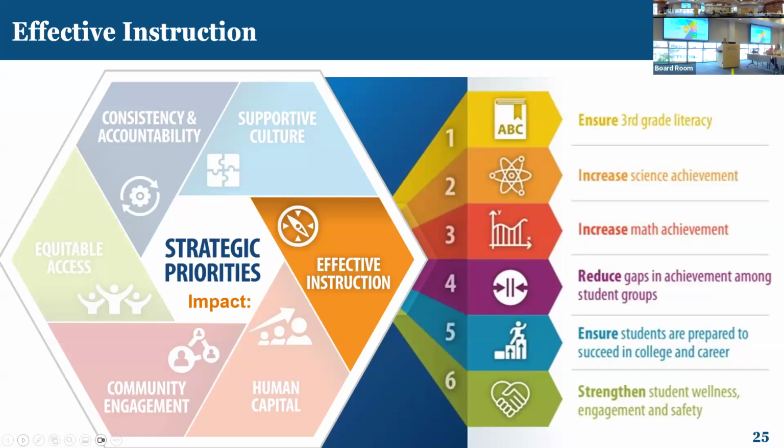So now let's look at the impact of our system-wide actions and how they've had an impact on student outcomes. Earlier today, Dr. Meisner shared with you some data elements when it came to strengthening student wellness and engagement. Dr. Woods provided a few data points for reducing gaps in achievement among student groups. And we will now look at ensuring third grade literacy, increasing science achievement, increasing math achievement, and also ensuring that our students are prepared to succeed in college and career. Keep in mind, this is not exhaustive. This isn't new data. You've seen this data before.